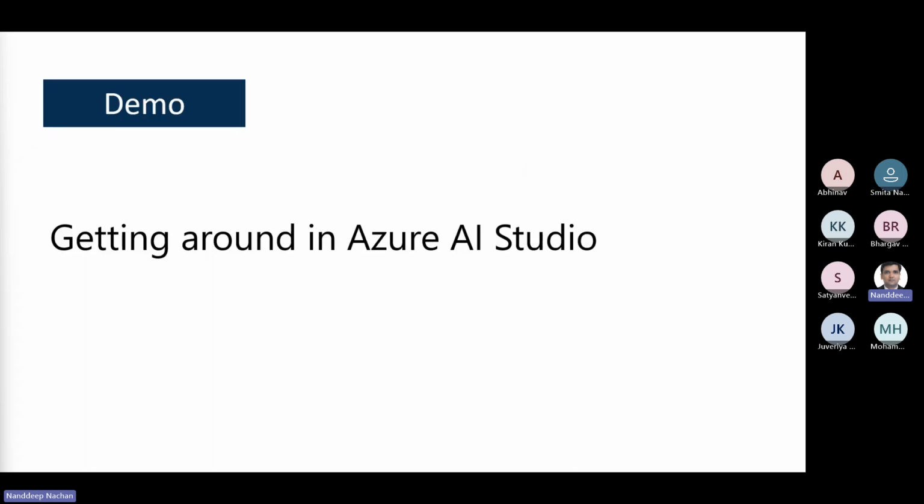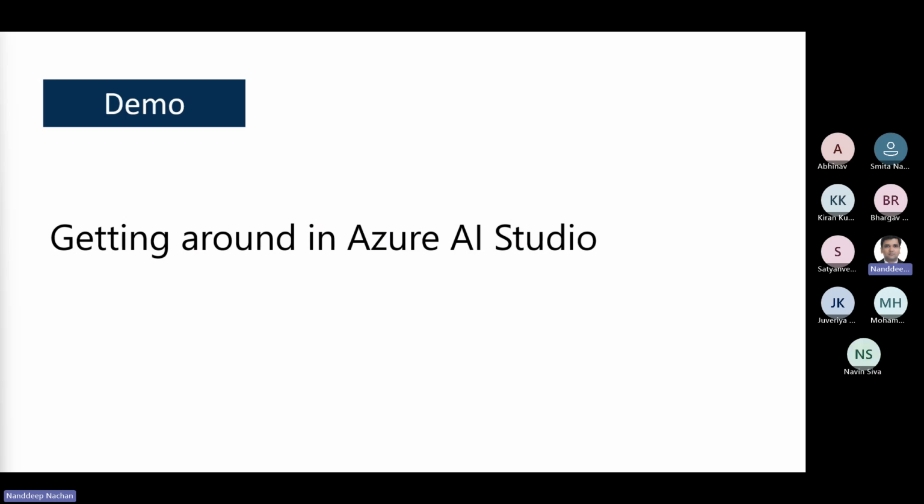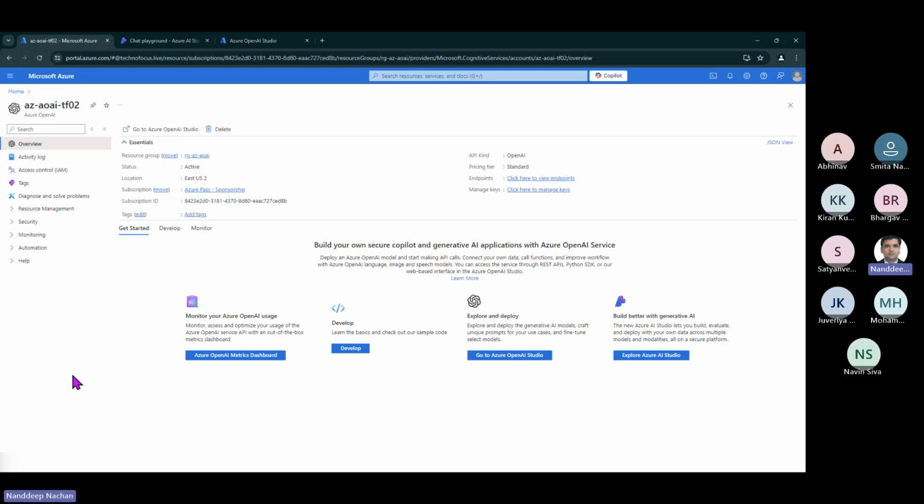Alright, so now that we have a basic understanding of what is meant by Azure AI and what is meant by Azure AI Studio, let's get into the demo and see how we can start using this Azure AI Studio. For that, let me go to the Azure portal, portal.azure.com. This is the place from where we start creating resources inside of Microsoft Azure. Azure OpenAI is one of the resources that you will be able to create in Microsoft Azure.